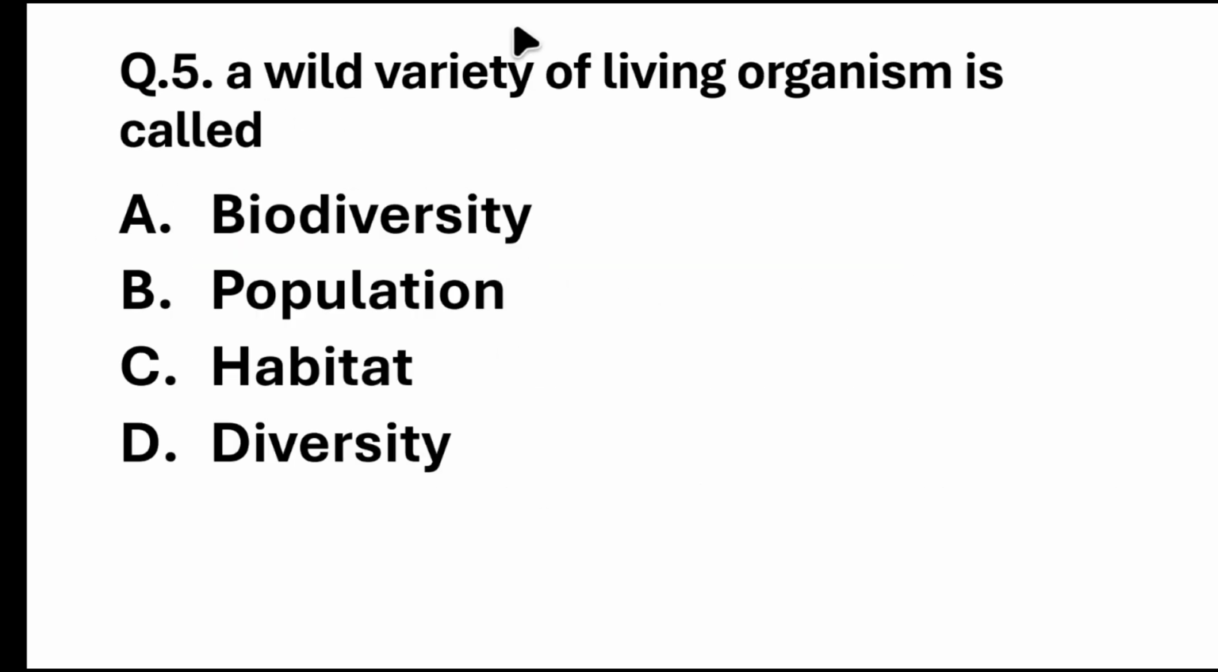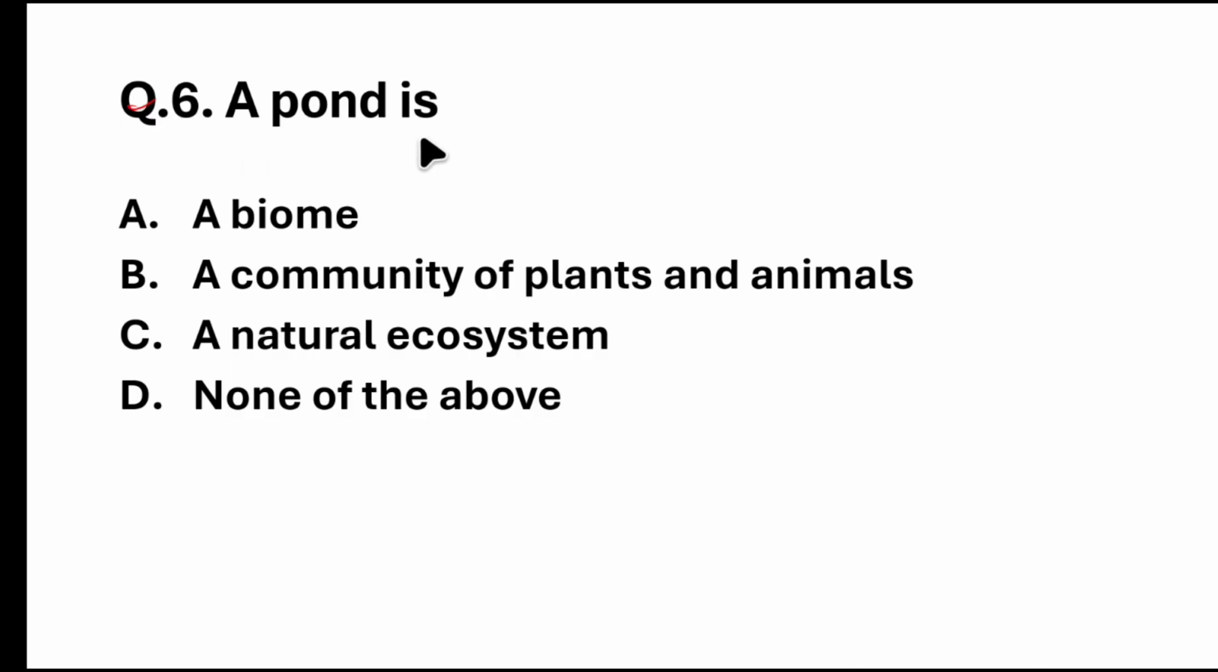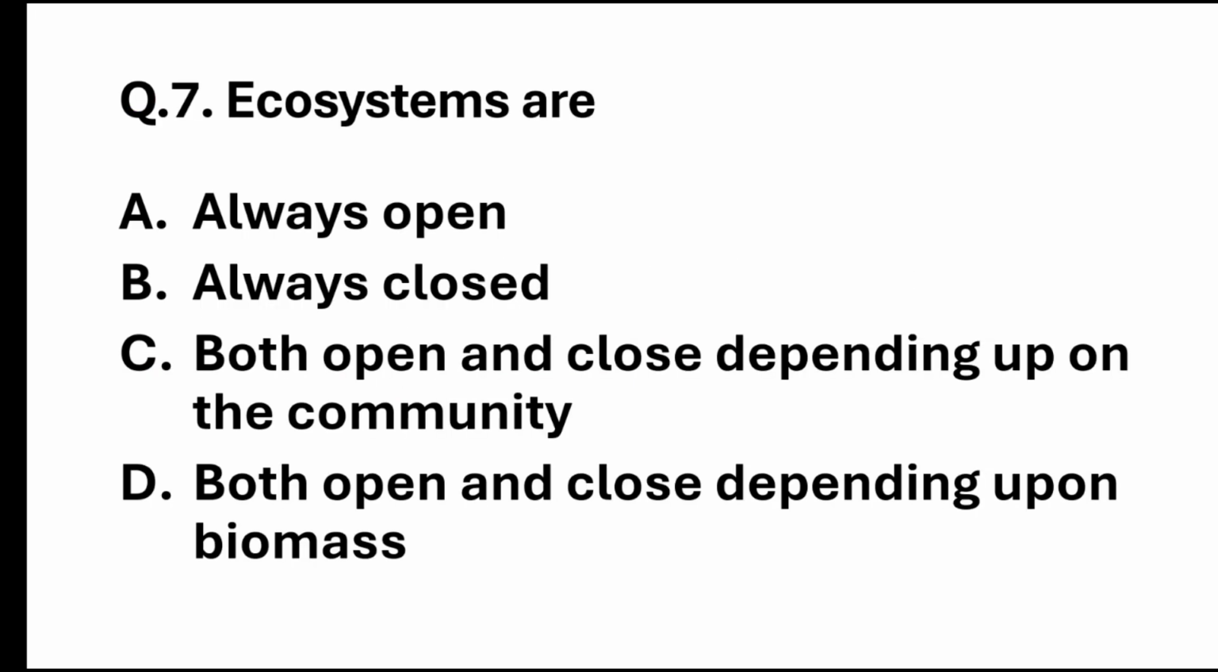Question number 5. A wide variety of living organisms is called. Answer option A. Biodiversity. Question number 6. A pond is. Answer option C. A natural ecosystem. Question number 7. Ecosystems are. Answer option C. Both open and closed depending upon the community.